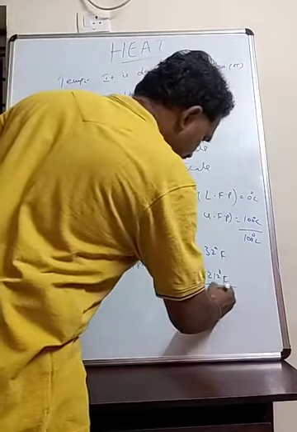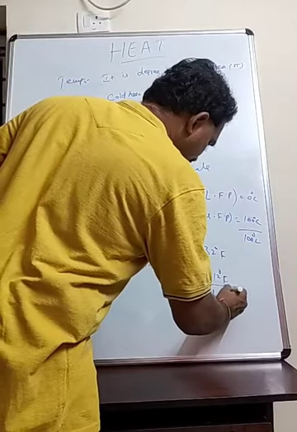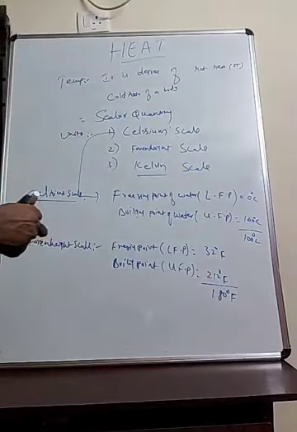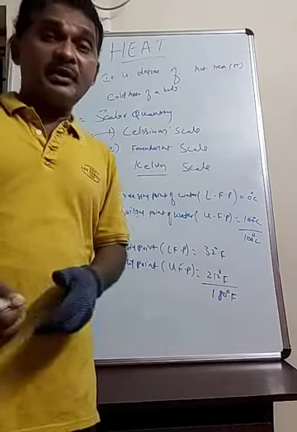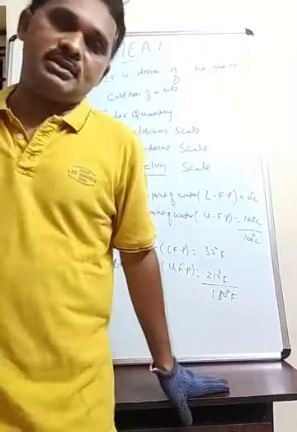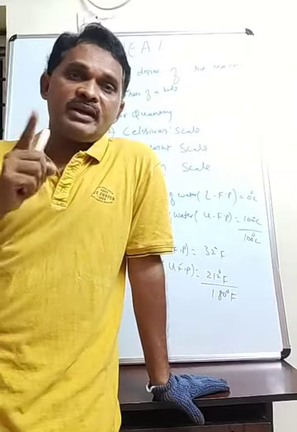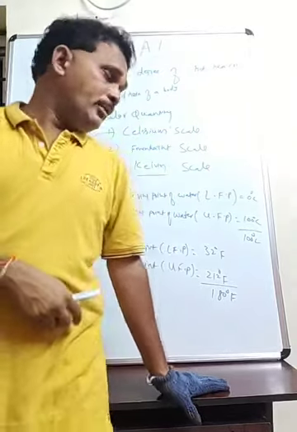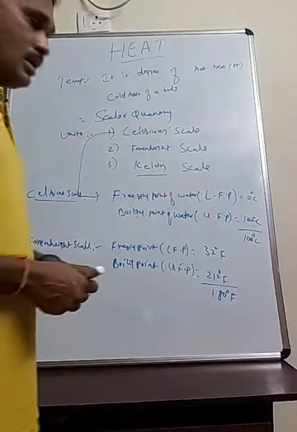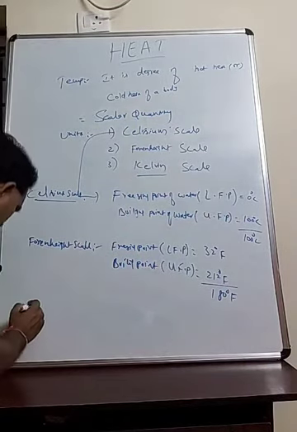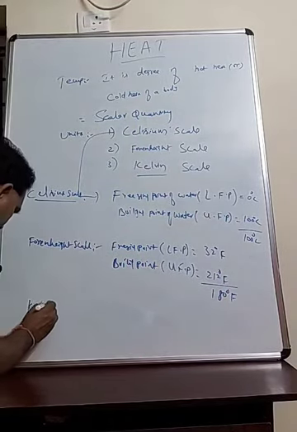Again, the difference is 180 degrees Fahrenheit. That means the Fahrenheit scale is divided into 180 equal parts, and each one is 1 degree Fahrenheit. So this is all about the Fahrenheit scale. Then after that we have the Kelvin scale.